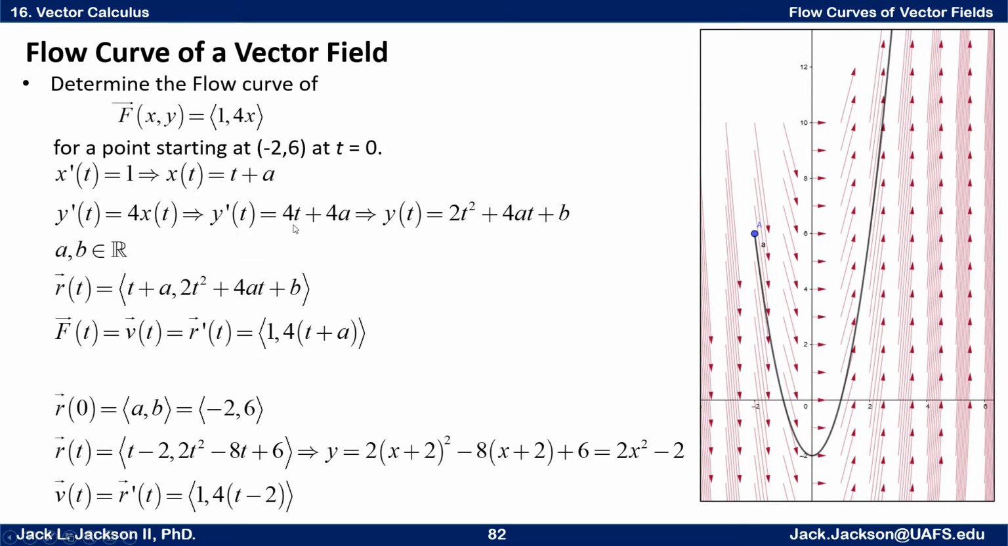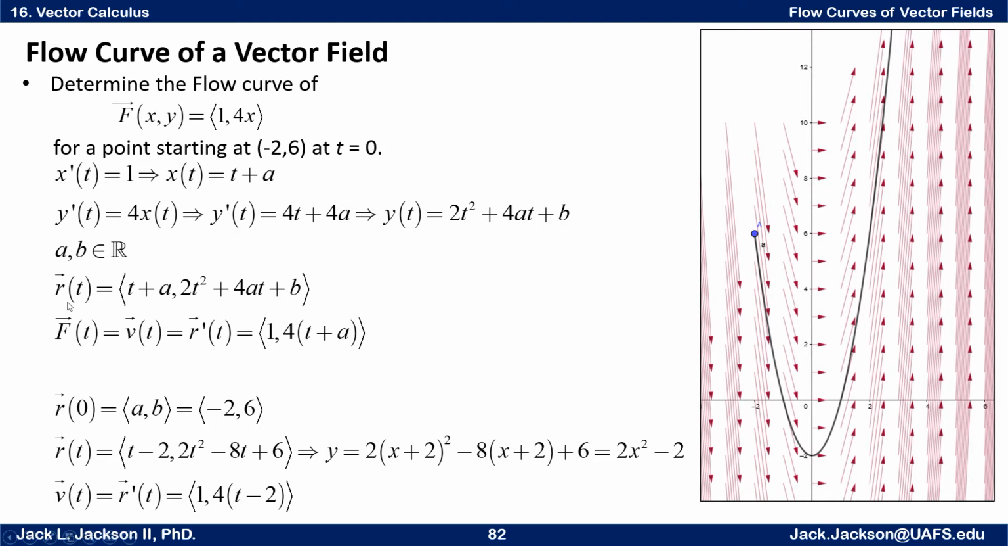Y prime of t is 4t plus 4a. Now we do an antiderivative there, and of course our whole family of these. We get, let's see, the power goes up to t squared divided by 2, so this is 2t squared. That 4a is a constant, it picks up a factor of t. And then we have our plus constant at the end, which I'm going to call the constant b this time. a and b are constants, but they're real numbers.